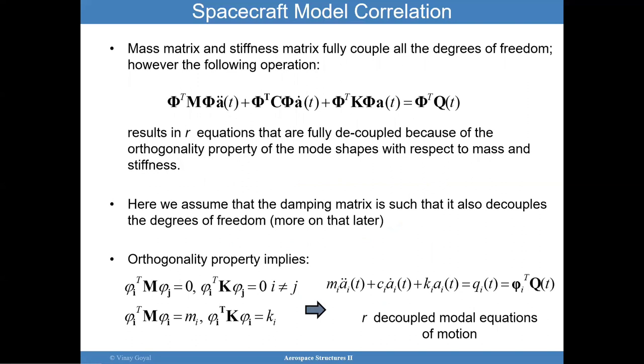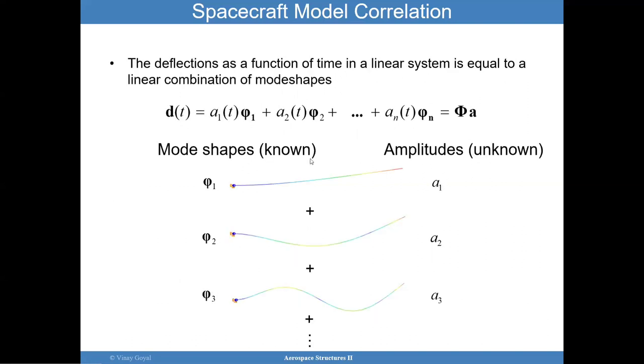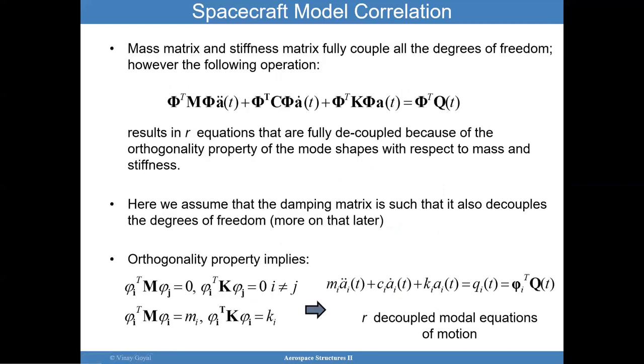What we did was quite clever. We took this information here and plugged it into the equations of motion and then pre-multiplied it by the mode shapes like that. And what we found is that by doing so, we were able to achieve a mathematical miracle. And the mathematical miracle is that we actually end up with decoupled equations like this, a bunch of single degree of freedom equations.